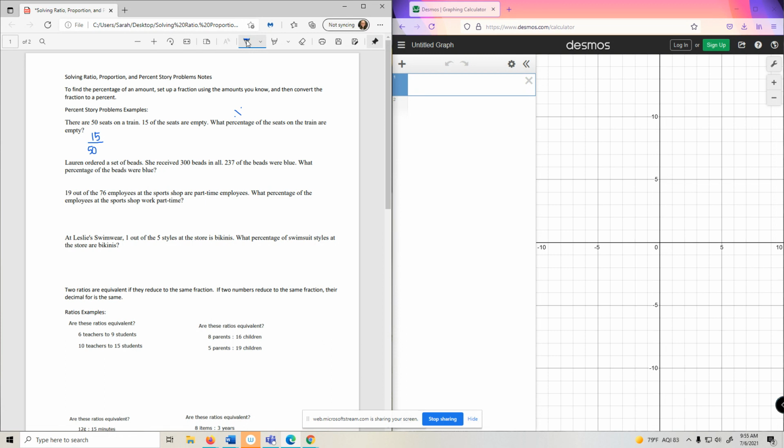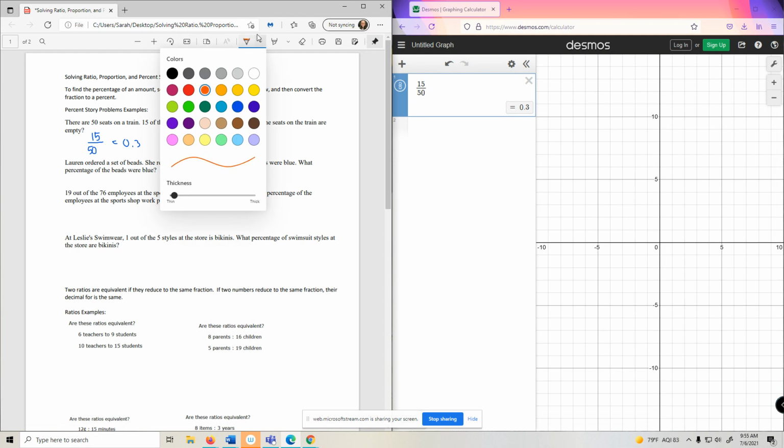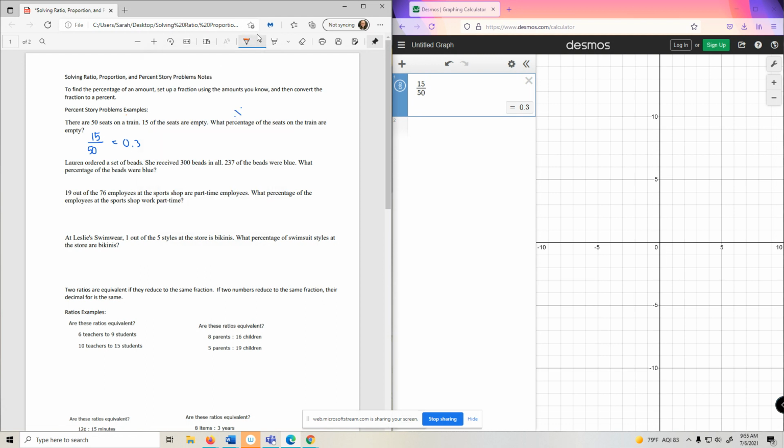To switch a fraction into percent, first we change that fraction into a decimal. The way we do that is we do 15 divided by 50, which gives us the decimal. And then to convert the decimal to a percent, you can either think multiply by 100 or move the decimal 2 places to the right. The decimal is now here, so I need to fill in a 0 in that empty spot. So 15 out of 50 is the same as 30%. So 30% of the seats are empty.